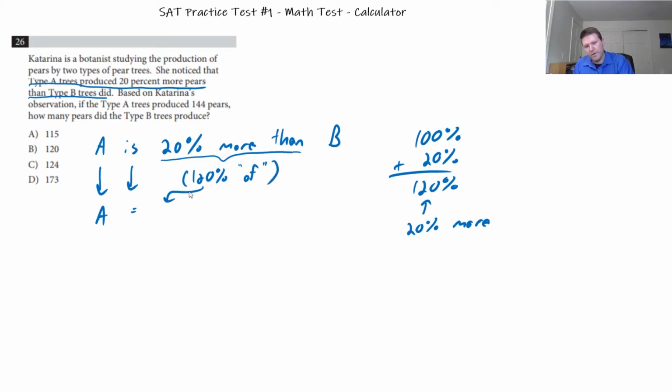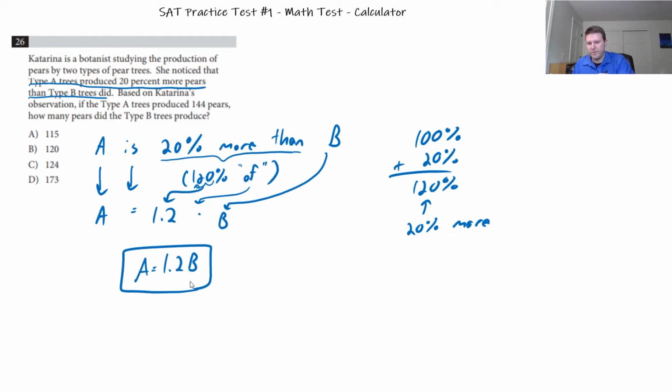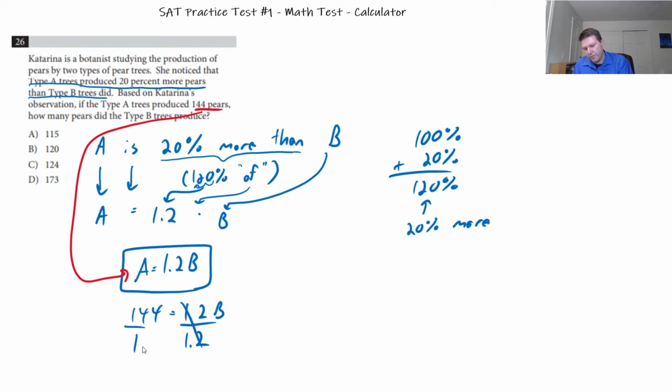Now the decimal form of 120% is 1.2 because you move it back 2 spaces, right? And then of is always multiplication, and then just B. So I'll write it down here a little more neatly. This is how you say A is 120% of B, or in other words, A is 20% more than B. That's the easiest way to code this, okay? Now that you have this equation, which simplifies the whole situation, I highly recommend getting this first, right? You can take the 144 that they say A is and pop it in right there. So you have 144 equals 1.2b, divide by the 1.2, and you end up getting b equals 120.